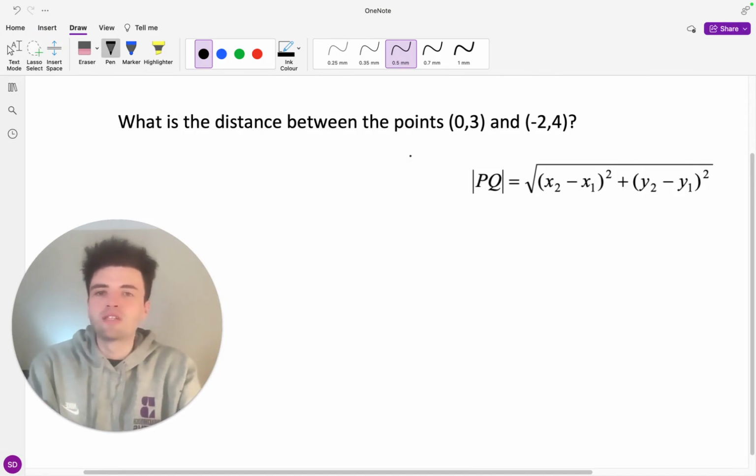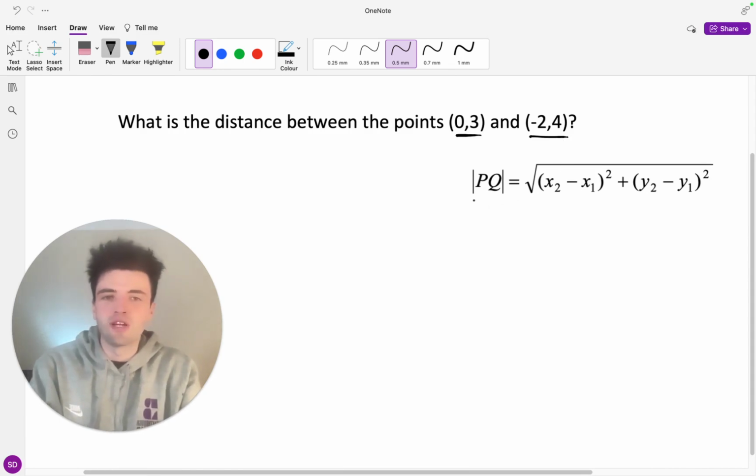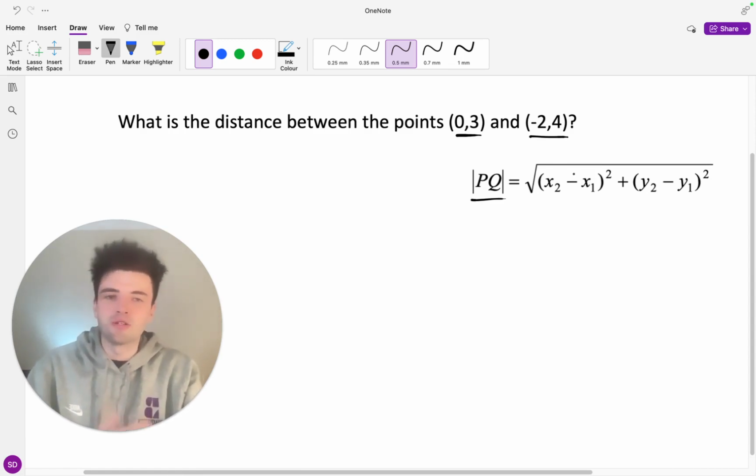So in this question we're asked, what is the distance between the points (0, 3) and (-2, 4)? And so to approach this, we're going to be using this formula here from the log tables, which is to get the distance or the length of a line. A line is just connecting 2 points, so that's fine, or a line segment technically.